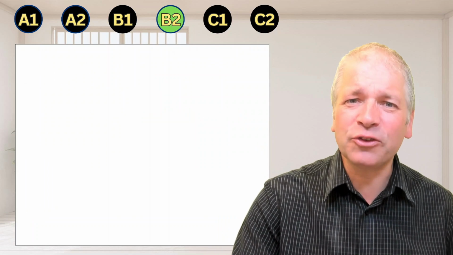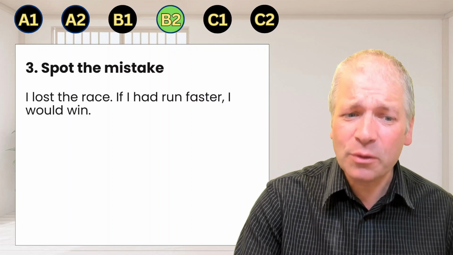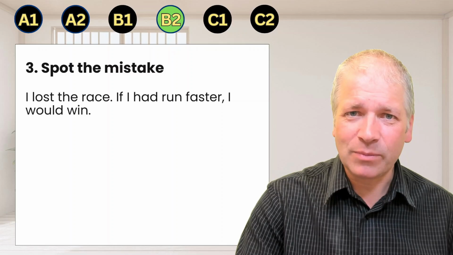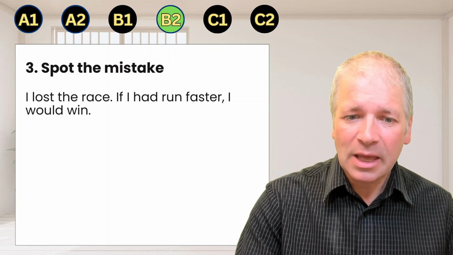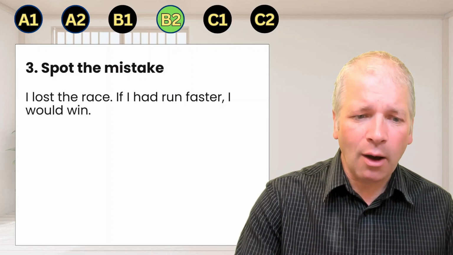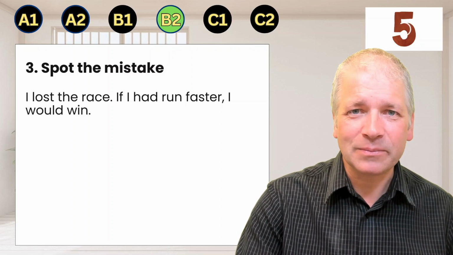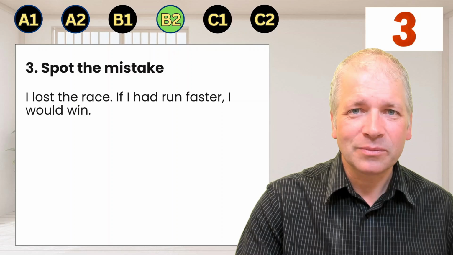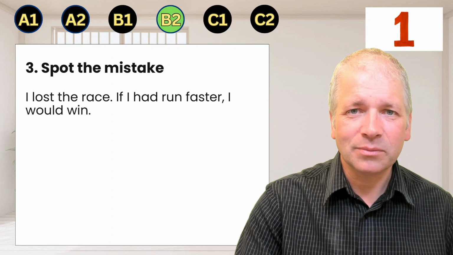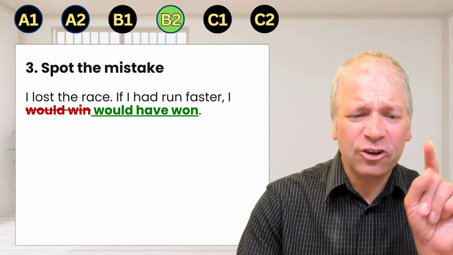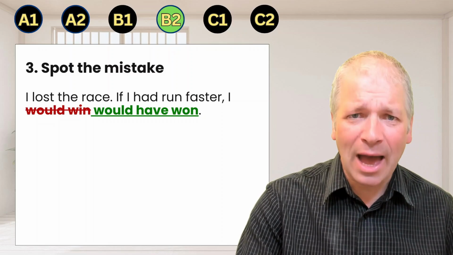Now let's move on to B2 level and question 3. Spot the mistake in these 2 sentences. I lost the race. If I had run faster, I would win. What's the mistake? Here's 5 seconds. The mistake is with I would win. It should have been I would have won.